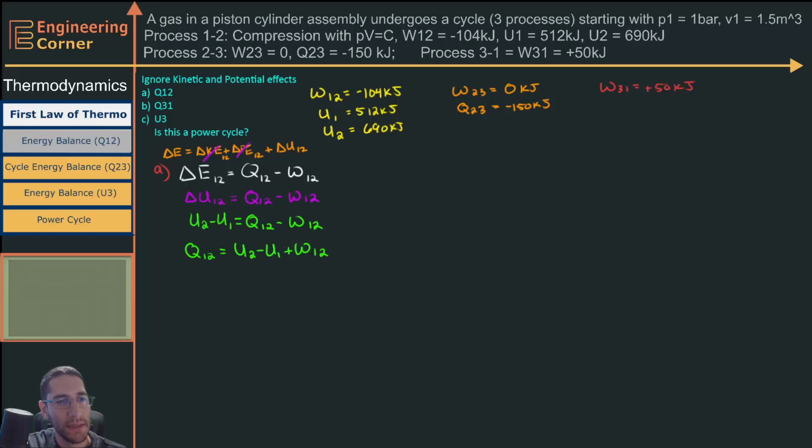All right, and I think we have all this. U2 is equal to 690, and everything's in kilojoules. So this is 690 kilojoules minus 512 kilojoules plus a minus 104 kilojoules. Now let's put that in our calculator, and we get 690 minus 512 minus 104. So our heat transfer from process 1 to 2 is equal to plus 74 kilojoules.